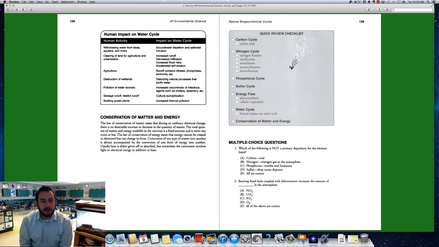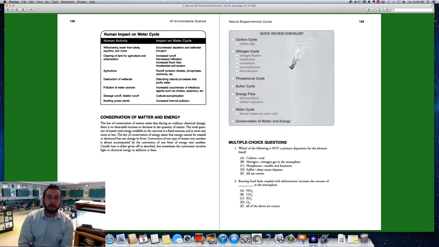So conservation of matter and energy is one law they state in there. The law of conservation of matter states that during an ordinary chemical change, there is no detectable increase or decrease in the quantity of matter. The total quantity of matter and energy available in the universe is a fixed amount, so it just changes. The law of conservation of energy states that energy cannot be created or destroyed, but can change form. And conversion of one type of energy into another is always accompanied by a conversion from one form to another, and usually it is heat that's given off. It's not necessarily lost, it's just changed to heat, which is not usually a usable form of energy. And so that's kind of the difference between matter and energy there.